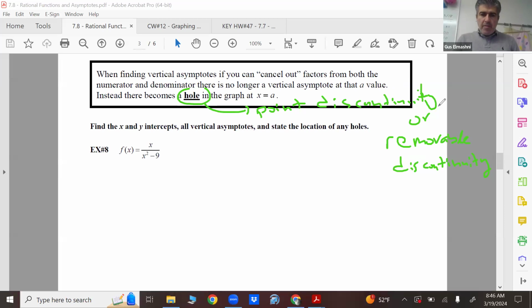So find x, y intercept, all vertical asymptotes, any holes. Well, there are none here. We already know. I don't know why we're doing this again. We already know it's this, right? That's easy peasy. Here there are none.